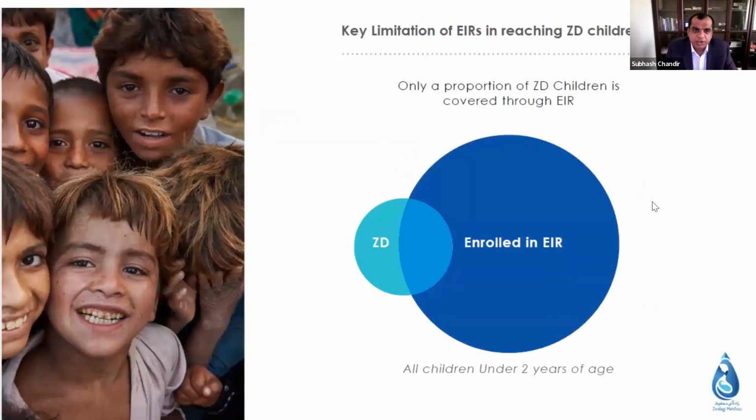Now, the key limitation of EIRs in reaching zero dose children is that it only covers a proportion of ZD children who get enrolled into the EIR one way or the other. There's a proportion which is not part of the EIR, which does not interact with the health systems. And for those, essentially, other interventions are required. Next slide, please.